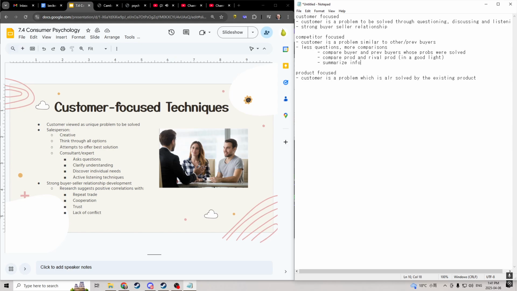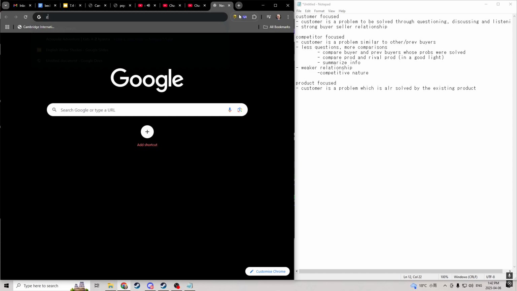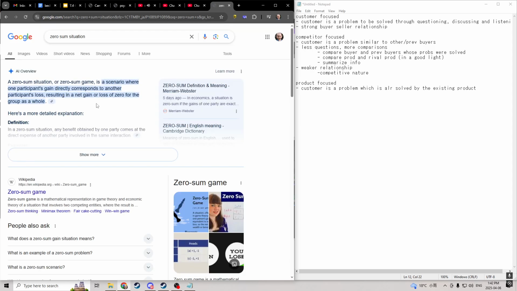Summarize info. Weaker relationship. Competitive nature. What was the reason again? Competitive nature, yeah, reduces development. I'm not sure about the zero sum thing, actually. Scenario where one participant's gain directly corresponds to another person where the net gain or loss of 0 for the group as a whole.